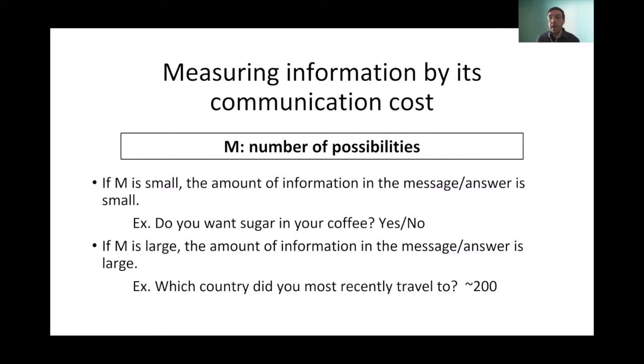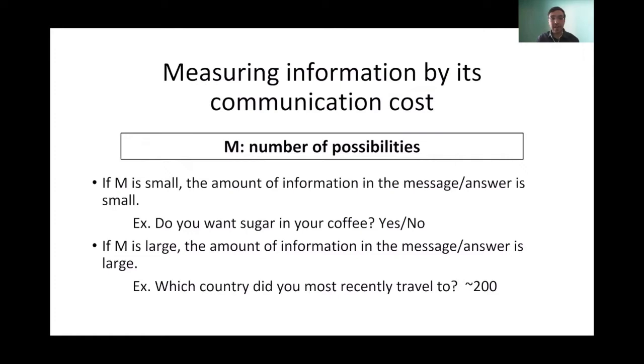So if you ask a question and there are m possible answers, then if m is small, we say that the amount of information in the answer or message is small. So for instance, do you want sugar in your coffee? There are only two possibilities, yes or no, 0 or 1. So communicating it is easier. We say that the amount of information in the answer is small.